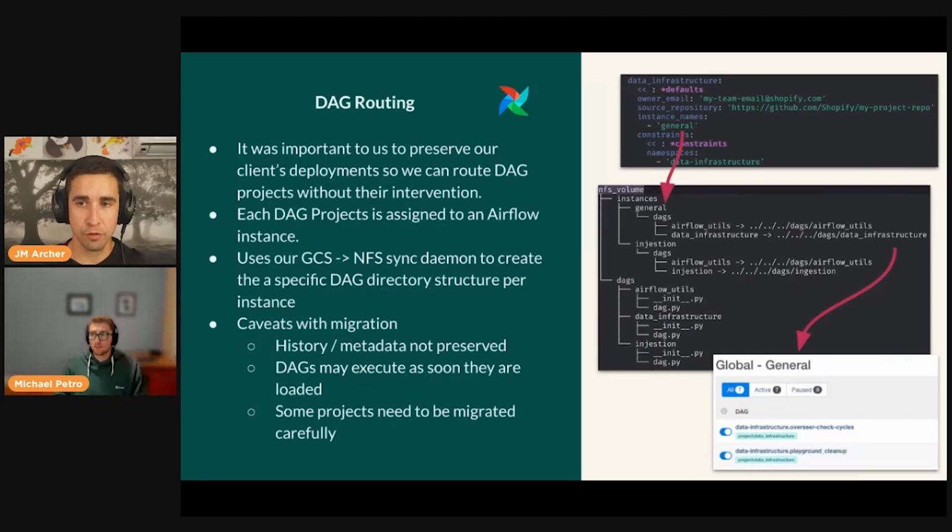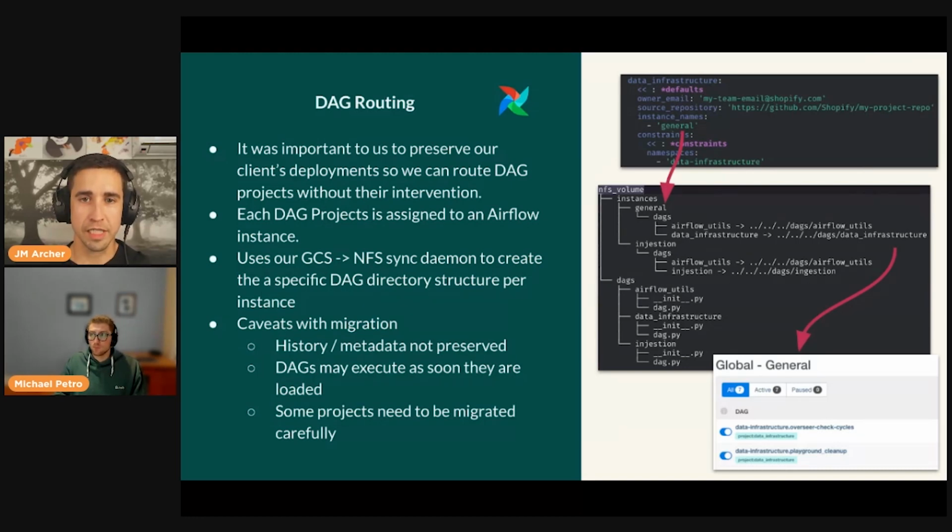One of the challenges we had, or something we really care about, was the concept of DAG routing, which effectively gives us the ability to move DAGs to different instances transparently to the users. As discussed, right now all the teams write their DAGs to a shared GCS bucket, like an S3 bucket. But we did not want them to have to worry about modifying their deployment script so their DAG gets deployed to a specific instance. So instead, we modified our GCS NFS sync daemon to read from the project definition file that Michael mentioned earlier, where we specify the instance name, and the daemon will create a specific structure for the DAGs of that specific instance.